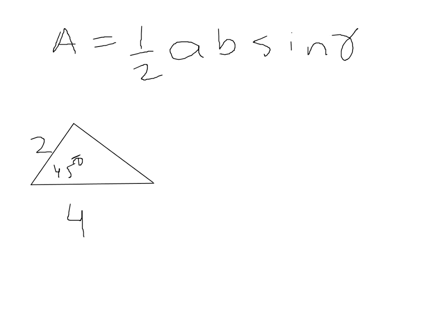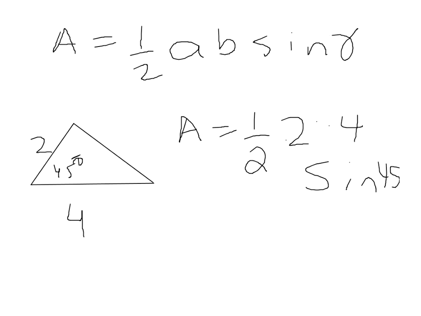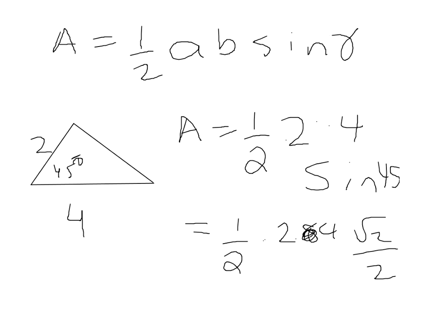So finding the area of this triangle, we would have area equals 1/2 times 2 times 4 times sine 45. And so sine of 45, this one we can find exactly. Sine of 45 is square root of 2 over 2. And so that 2 goes into there, leaving 2. That 2 cancels that one. And so the area is 2 square root of 2.